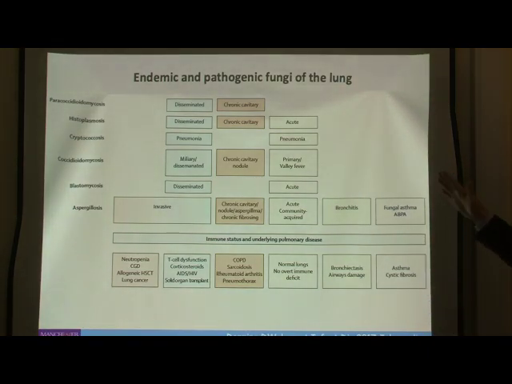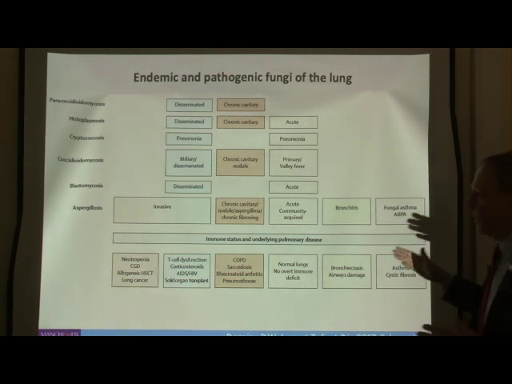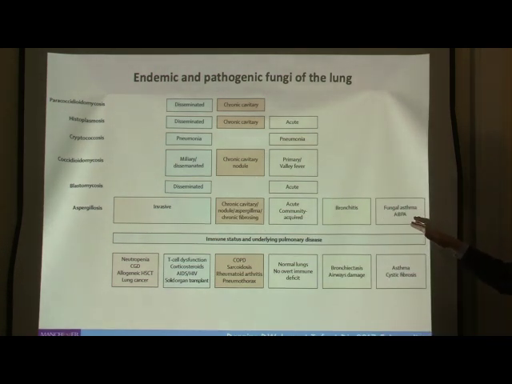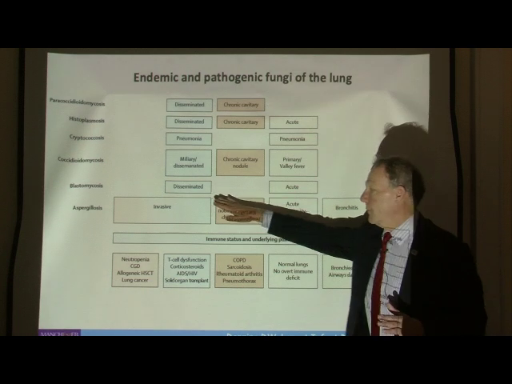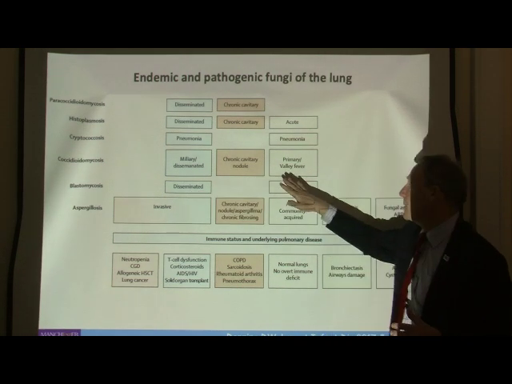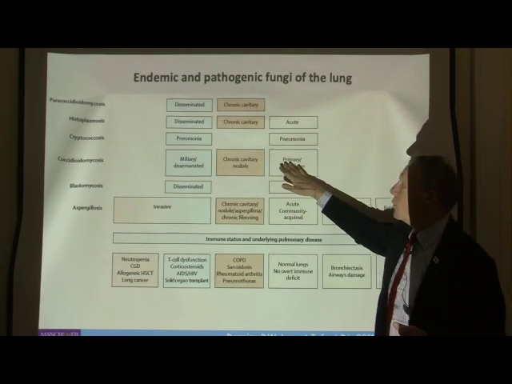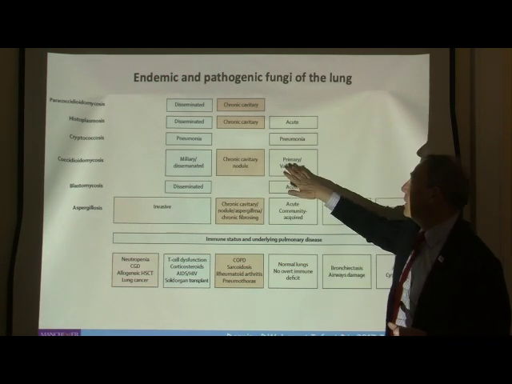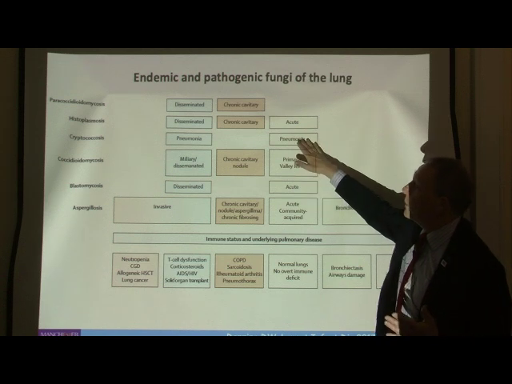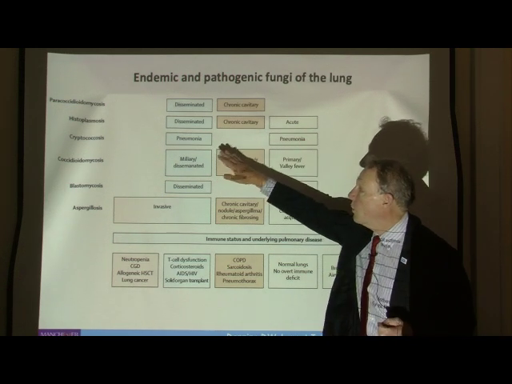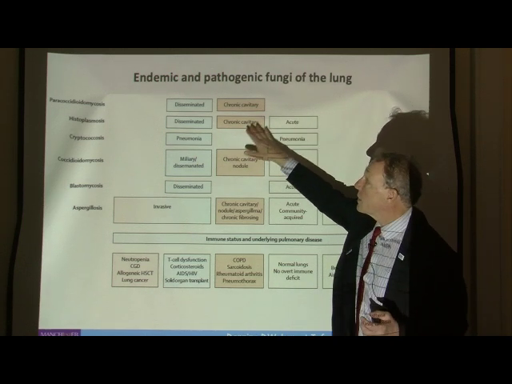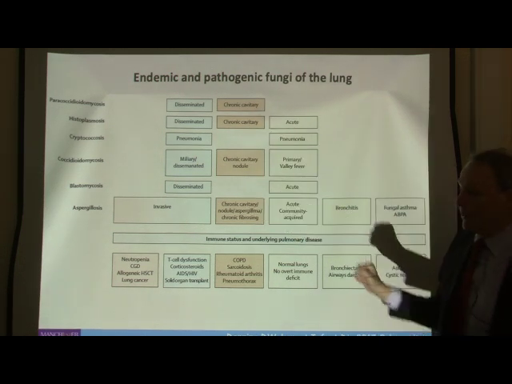Now, this slide sort of summarizes where these diseases fit. So you've got Aspergillus along here, and it causes all the different sorts of disease. Blastomycosis, which we haven't talked about, disseminated in AIDS, and you can get acute in normal people. Cocci, disseminated in AIDS, there's a nodule, and there's primary disease in normal people. Cryptococcus causes pneumonia in normal people and immunocompromised people. Histoplasmosis with the chronic cavitary form, and paracocci with that form.